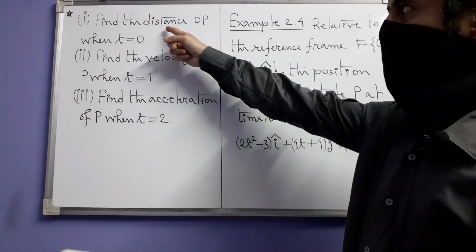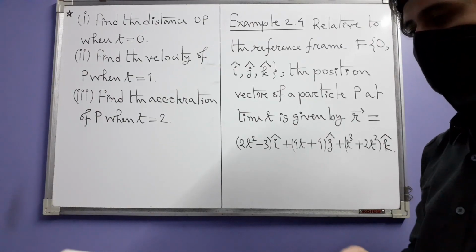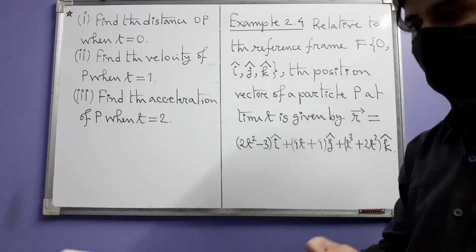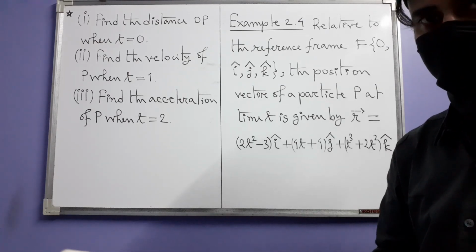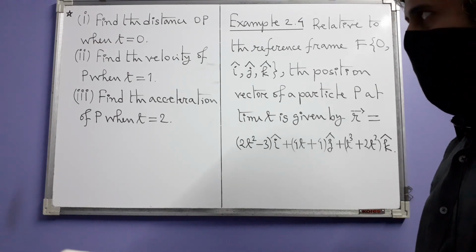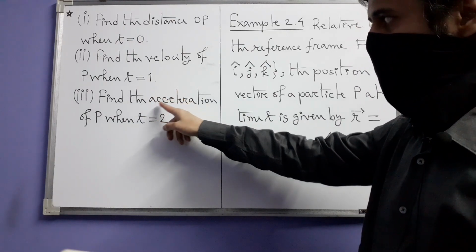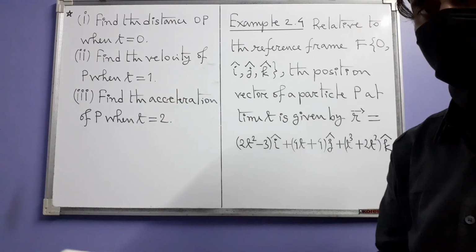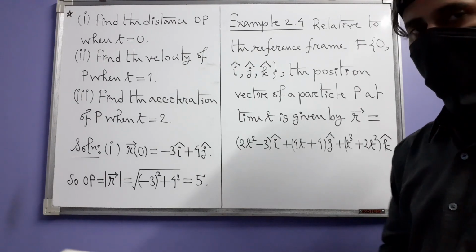Number one, find the distance OP when t is equal to 0. That means we have to find the distance of P from the origin O when the journey started. Number two, we have to find the velocity when time is 1, and number 3, the acceleration when time is 2. The solution to part 1 is pretty easy.